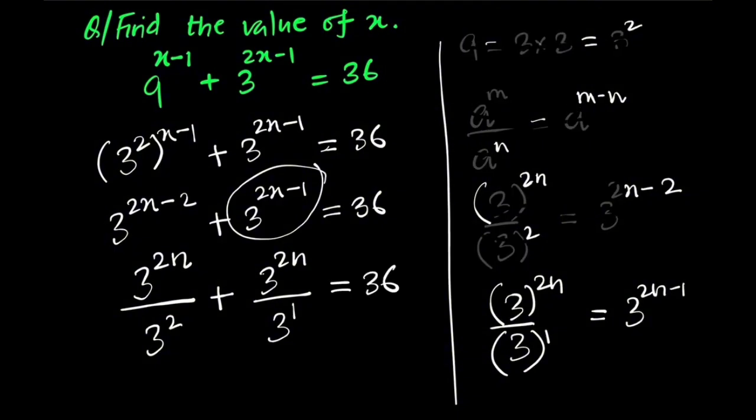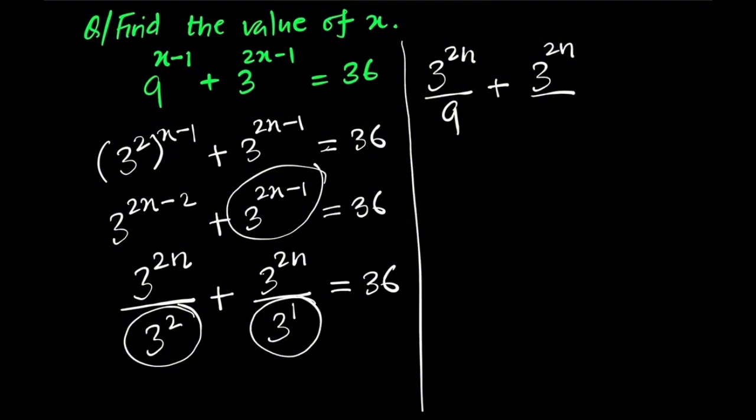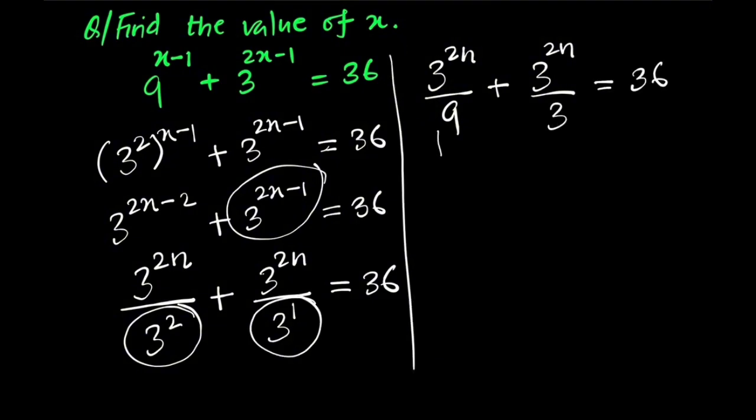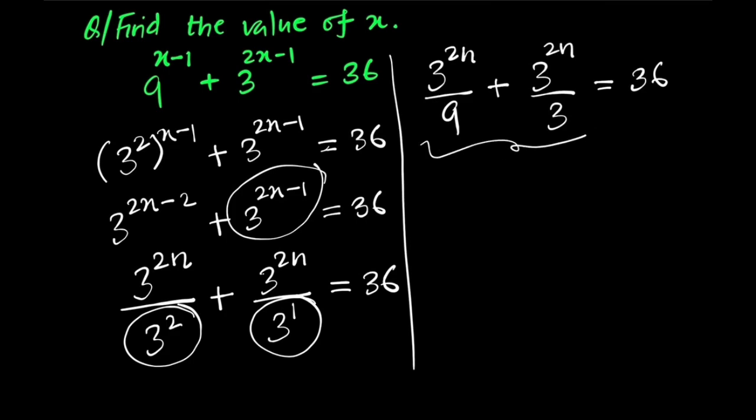Let me erase this part. This equals 3 raised to 2x divided by 3 square, which means 9, plus 3 raised to 2x divided by 3 raised to 1, which means 3, equals 36. Now when you look at this side of the equation closely, you will see something common. That is 3 raised to 2x is in both the terms.